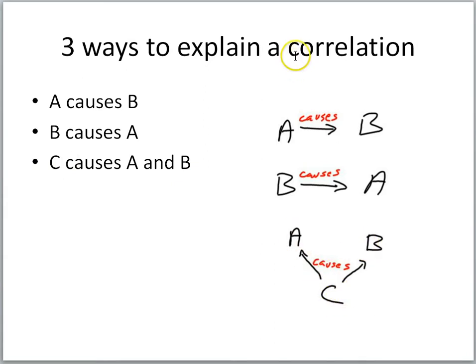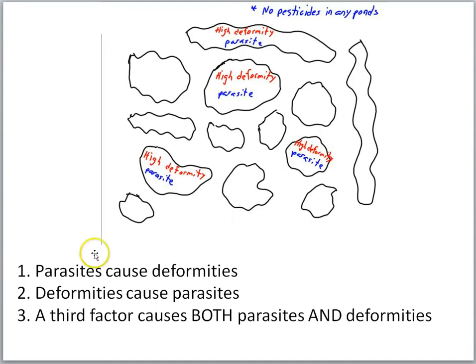And again, the fact that A and B are correlated just means that there's a regular relationship where you find A, you often find B. Well, that would happen if A is causing B, or B is causing A, or C is causing both A and B separately.